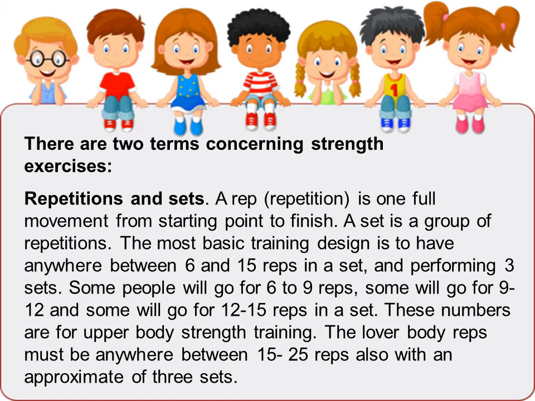So some people will go for 6 to 9 repetitions, and some will go for 9 to 12, and some will go for 12 to 15 repetitions in a set. So these numbers are for upper body strength training. So the lower body repetitions must be anywhere between 15 to 25 repetitions, also with an approximate of 3 sets.